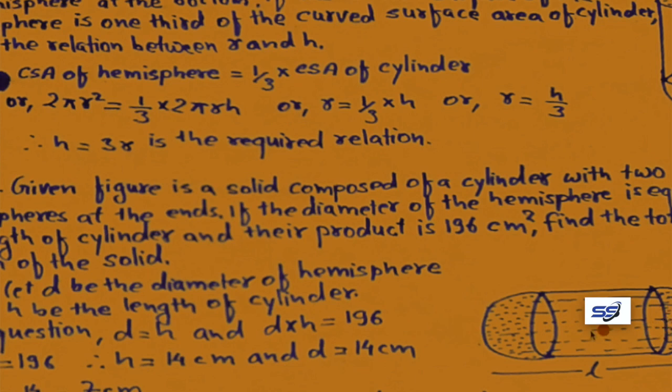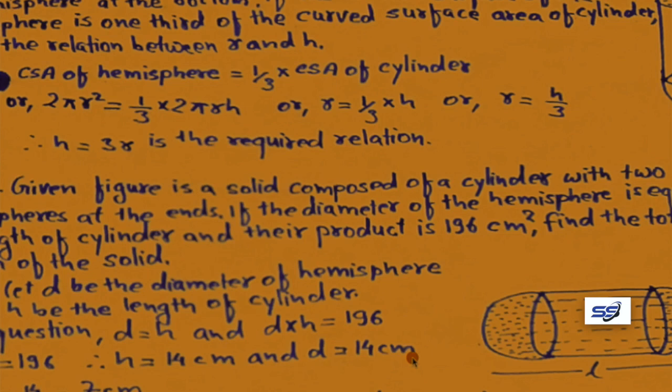So let d be the diameter of the hemisphere. This is a hemisphere, this is a hemisphere, and the diameter of the hemisphere is d. We have to assume certain things here, and let h be the length of the cylinder. From the question, d equals h and d into h equals 196 centimeter square, or h square equals 196, therefore h equals 14 centimeter and d equals 14 centimeter.